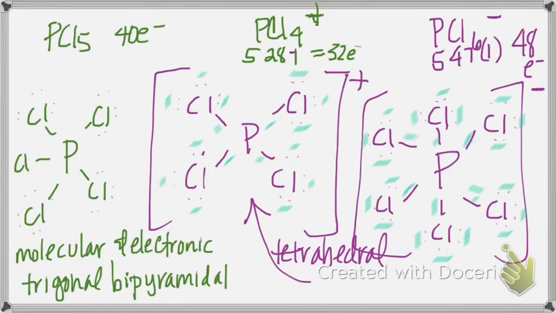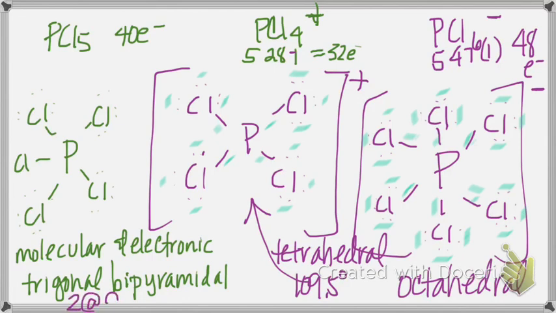So this structure, because it has 6 things bonded to it and there's no lone pairs, both its electronic and molecular geometry are going to be octahedral. Okay. As far as bond angles, tetrahedral is going to be the 109.5. Trigonal bipyramidal, you're going to have 2 bond angles at 90 degrees, and then you have 3 at 120. And then octahedral, they're at 90 degrees each.